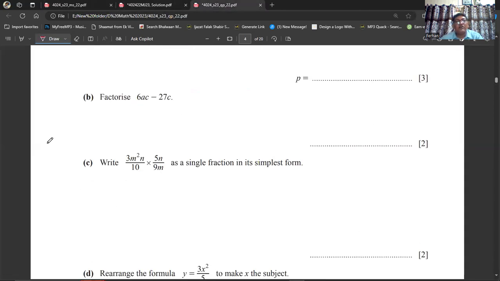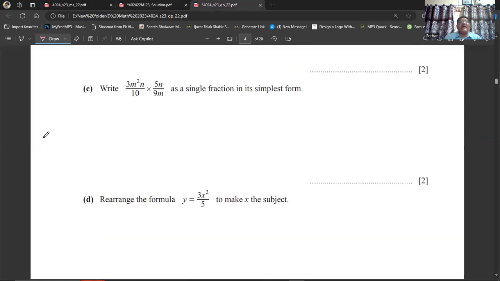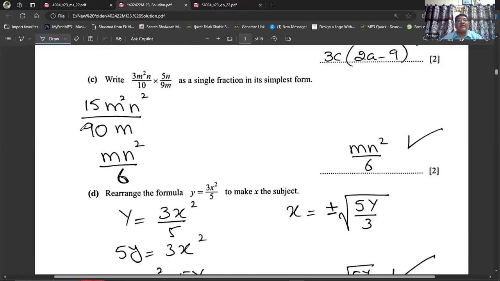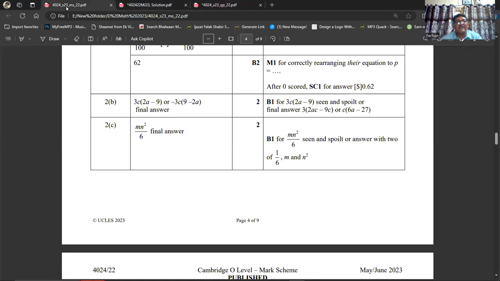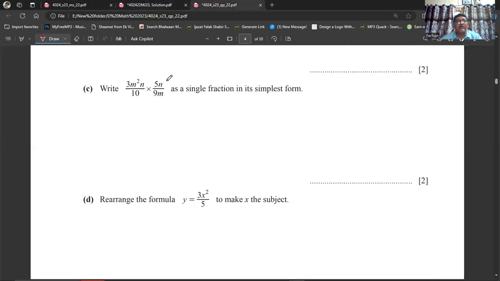This is the solution. Question number 2, it's C part. It says write 3m squared n divided by 10 multiplied by 5n divided by 9m as a single fraction in its simplest form. The numerators will multiply with the numerators, and the denominators will multiply with the denominators, since 2 fractions are multiplying with each other. So you will have 15m squared n squared divided by 90m. 15 and 90 will be cancelled, and the m's can be cancelled with each other. So you are left with mn squared divided by 6. This answer is right, sir. This is the solution, and we are going to the next part.